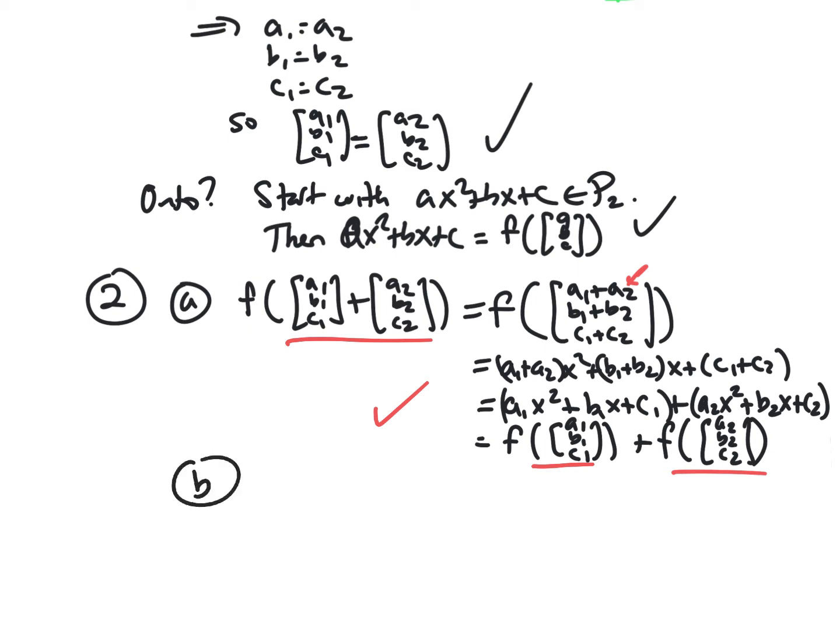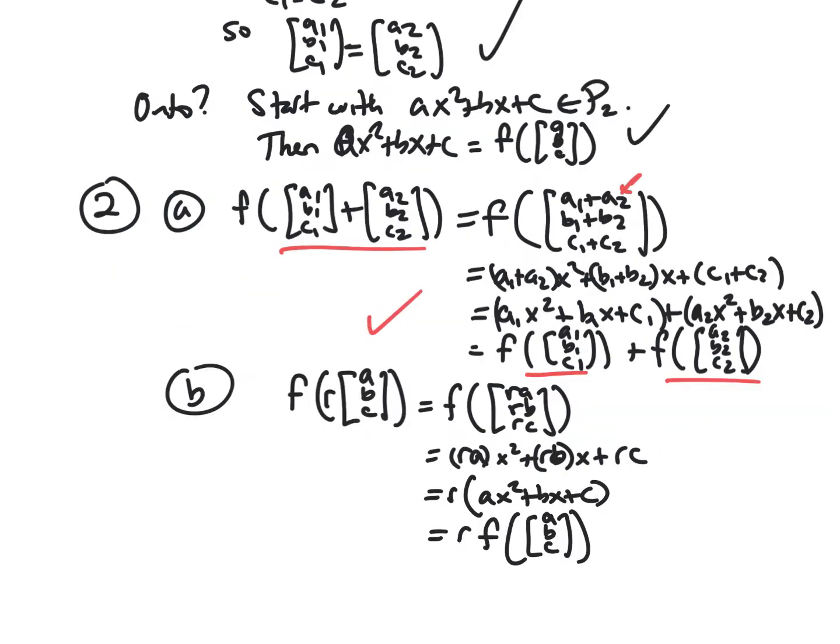And then we do the same thing for scalars. Again, you apply it first inside, take f of it, factor out the r, and then see that this is r times applying f, okay? And so both of those are preserved, and thus this is an isomorphism.